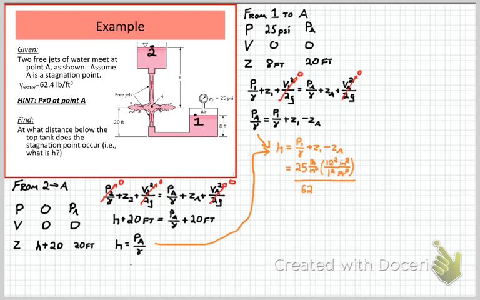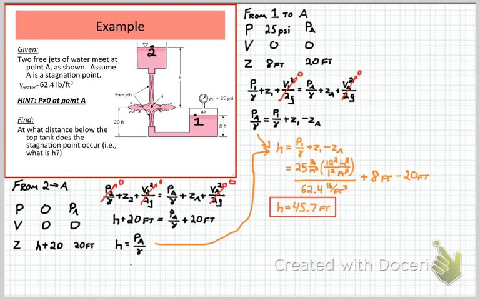Plug in values and making sure that we recognize pressure was given in psi, and so we've got to multiply that by 12 inches squared per 1 foot squared. Plugging in values, I end up with a final calculation of h equal to 45.7 feet.